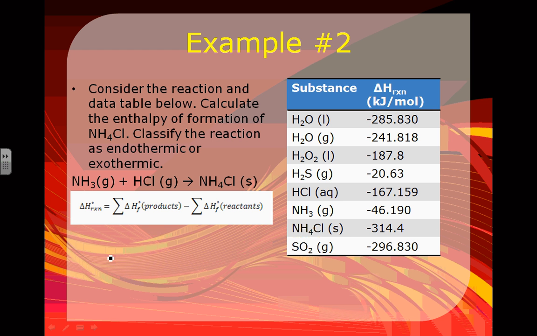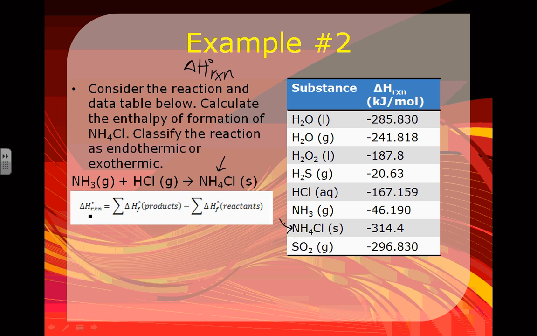Consider the reaction and data table below. Calculate the enthalpy of formation in this reaction for ammonium chloride. The enthalpy of formation is already given to us in this data table. What we're going to calculate is the enthalpy for this reaction. Classify the reaction as endothermic or exothermic.